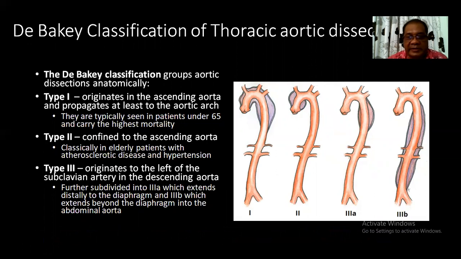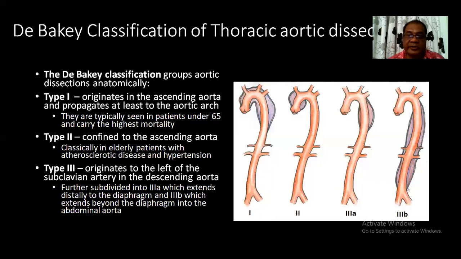And the classification of the aortic diseases is also important, particularly aortic dissection. There are two standard types of classification. One is DeBakey's classification. The DeBakey classification groups aortic dissection anatomically, and this may be type 1, type 2, and type 3. In type 1, it originates in the ascending aorta and propagates at least to the aortic arch. They are typically seen in patients under 65 years of age and carry the highest mortality rate.